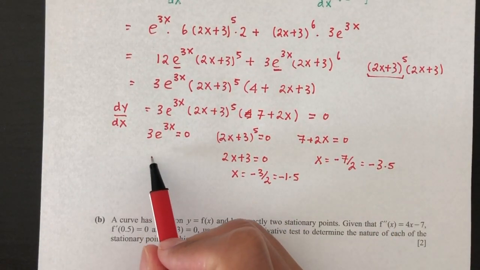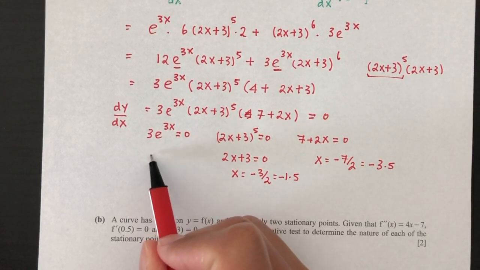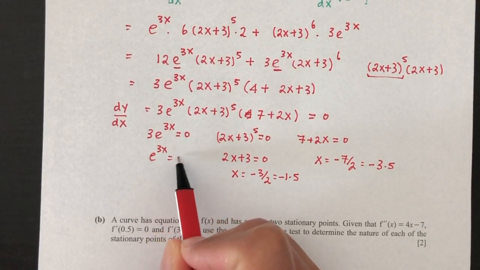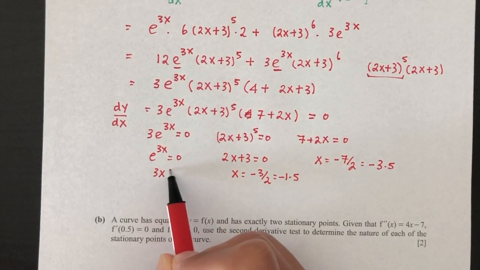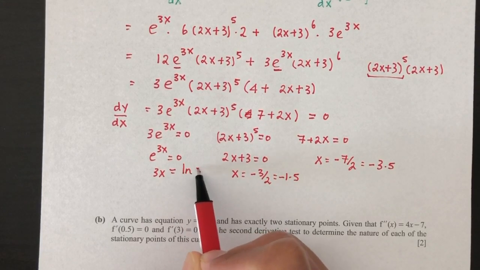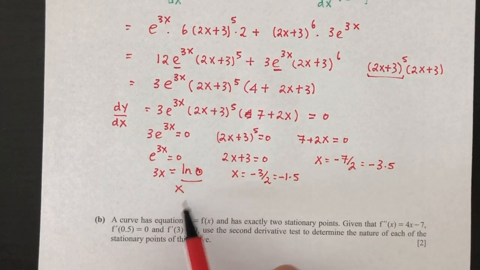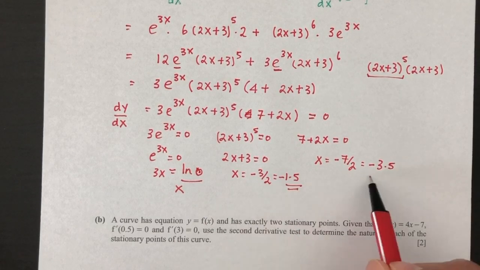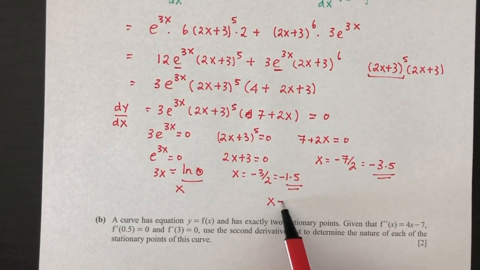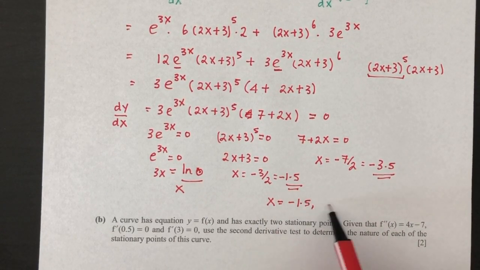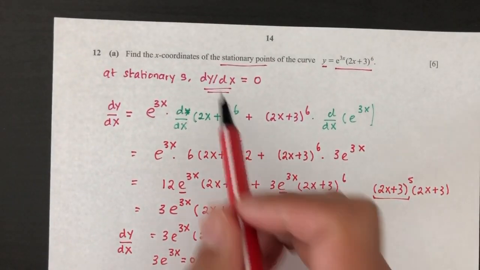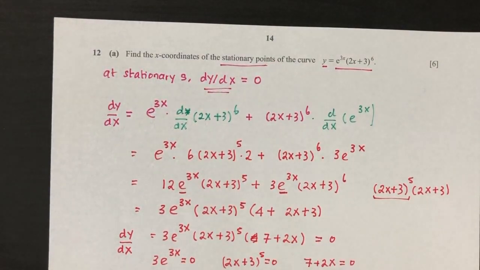And this one here you will have, first thing, e^(3x) equal to 0, and then 3x is equal to ln 0, which is not possible. So the only two values that we have are x equal to minus 1.5 or minus 3.5 for the x coordinates of the stationary points we are trying to find for this curve.